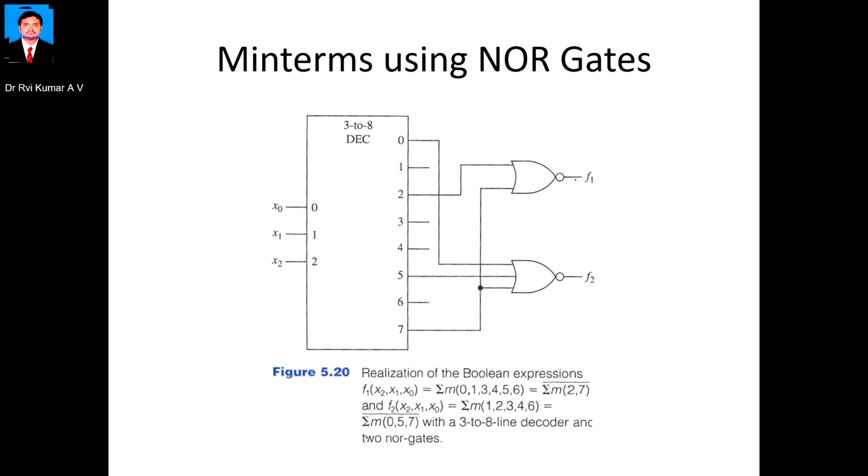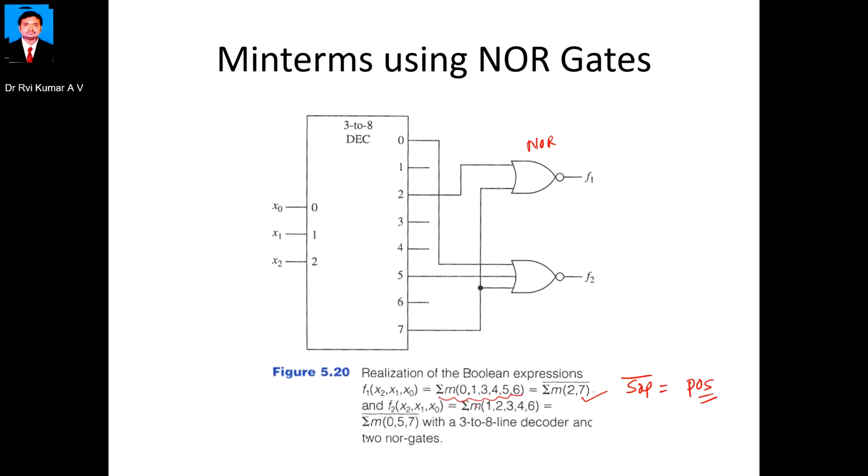Similarly, min-terms using a NOR gate, as we discussed. Here the complement of the SOP I get as a POS expression. So for F1 of x2, x1, x0 I have taken 0, 1, 3, 4, 5, 6. So this is your SOP expression. I am supposed to take the complement of this. Whichever min-terms remain, I take 2 and 7. So this is the POS expression.